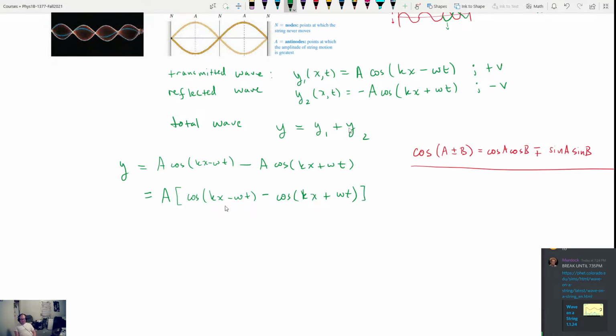So let's do it. So we've got A times cosine kx minus omega t. That's going to be like the minus sign portion of this. So a is going to be kx. So we'll have cosine kx. The b is going to be omega times t. So we'll have cosine omega t.